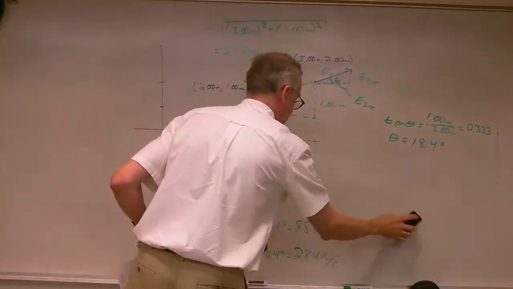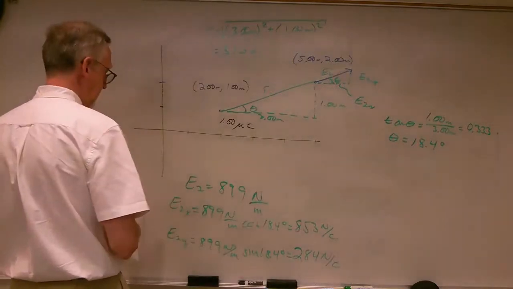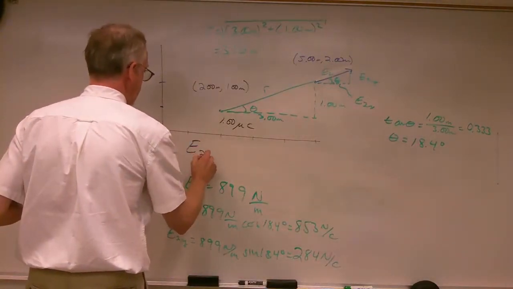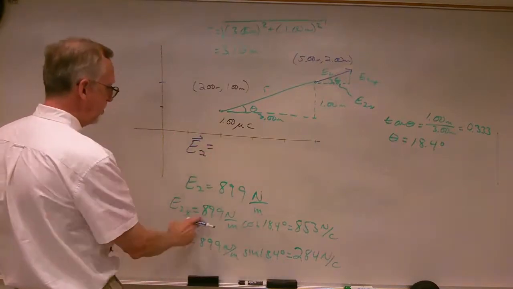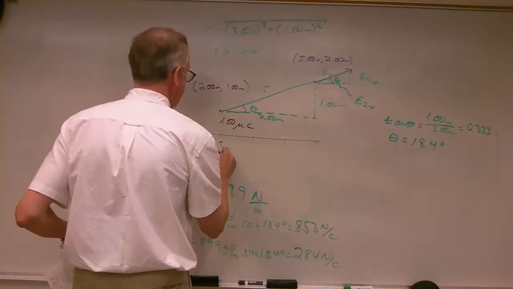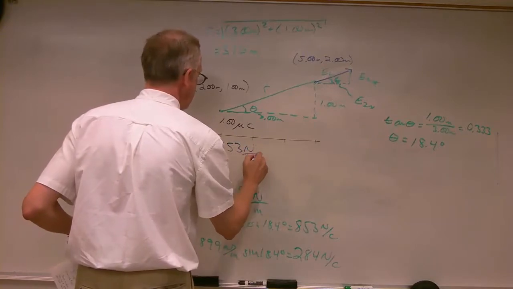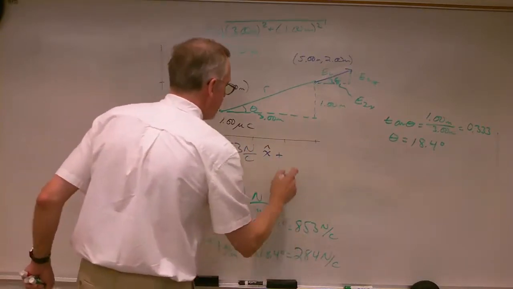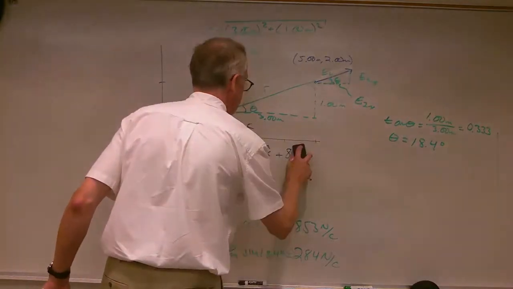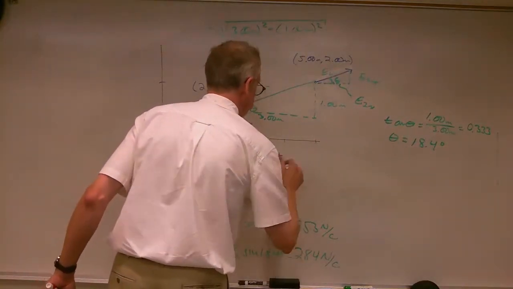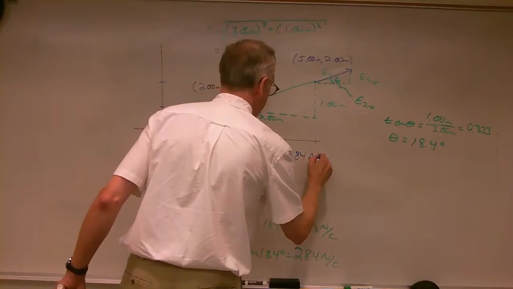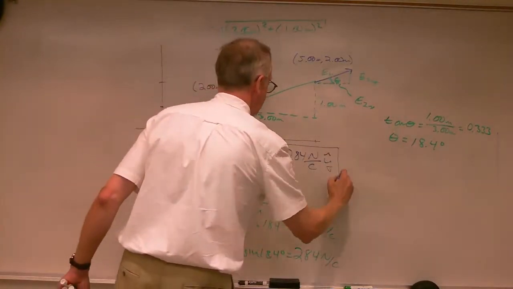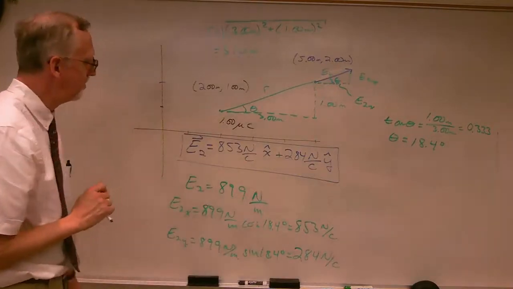Erase this here. And what do we get? We get E2 vector is equal to the x component, 853 newtons per coulomb x hat, plus 284 newtons per coulomb y hat. There we go. So there is our final result.